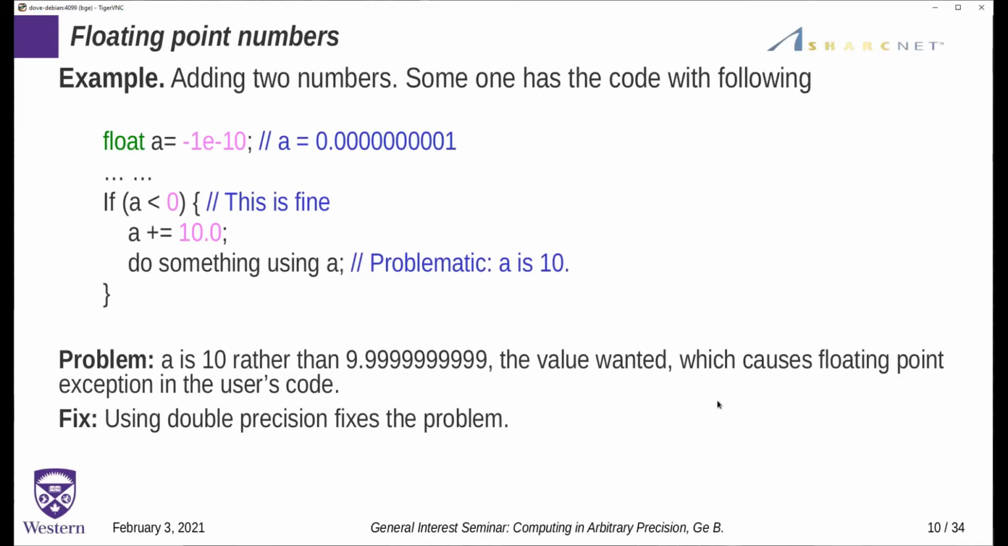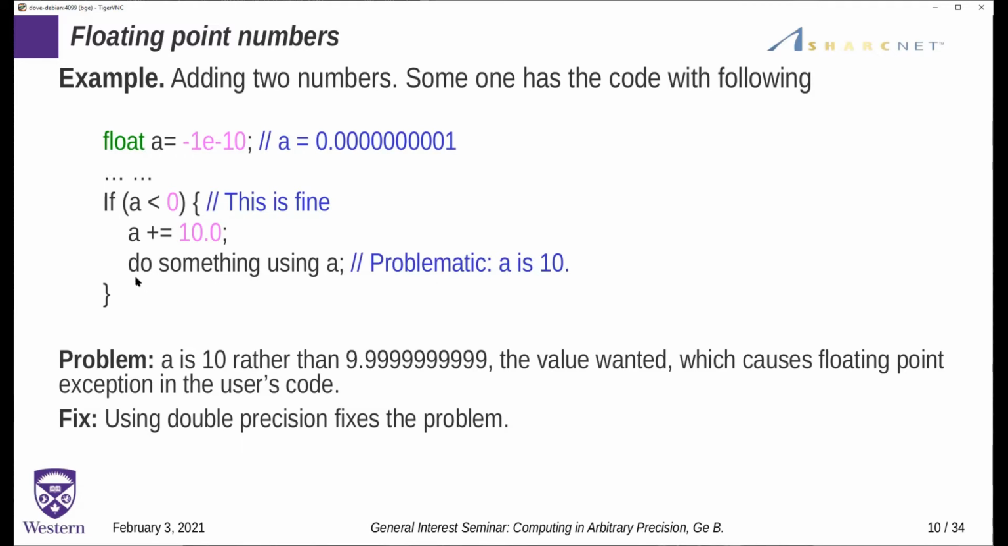Now, this is actually a real example that we encountered from a user. A variable A is defined, which is 10 to the power of negative 10, very, very small. And then there's an if branch. It says if A is less than 0, and A could be anything fairly small, and not necessarily this, then we add 10 to it and then do something.